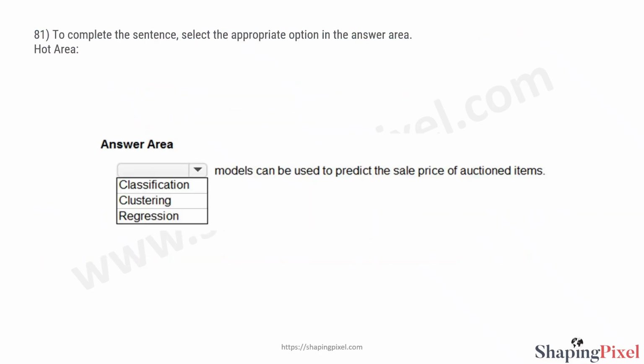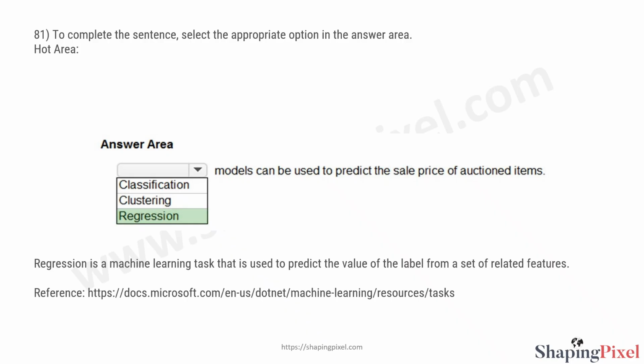Question number 81. To complete the sentence, select the appropriate option in the answer area. Dash models can be used to predict the sale price of auctioned items. So the right answer here is regression. Regression is a machine learning task that is used to predict the value of the label from a set of related features.